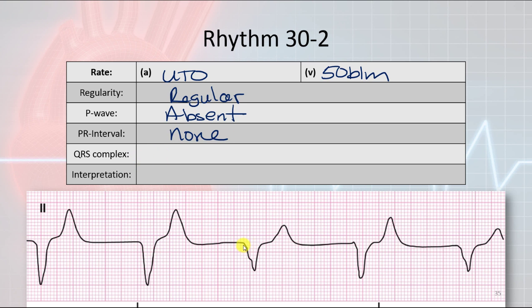QRS complex, this one's a little bit wider, so it's a little harder to tell. It starts here, ends here. This one has a little weird thing in front of it. Starts there, ends there. So we're going to say it looks like it's about 0.20 second. 50 beats a minute would put that in the 40 to 100 range, which would be accelerated idioventricular rhythm.